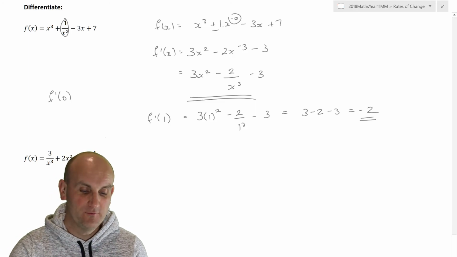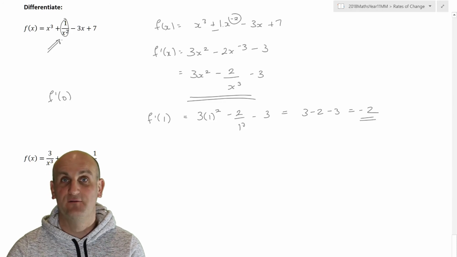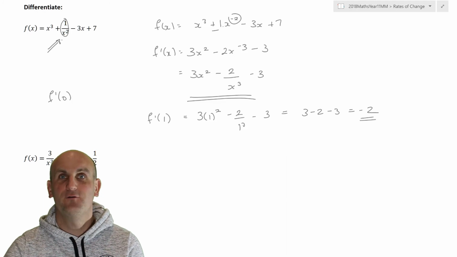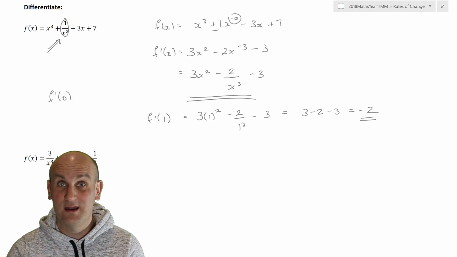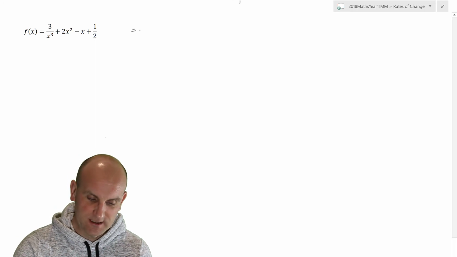Why? Well, because we've already found out that in this situation here, that graph is not going to be defined when I have an x value of 0. It just doesn't get defined there. So if it's not defined at the point x equals 0, it won't have a gradient at the point x equals 0. Last question before we finish for this particular video.